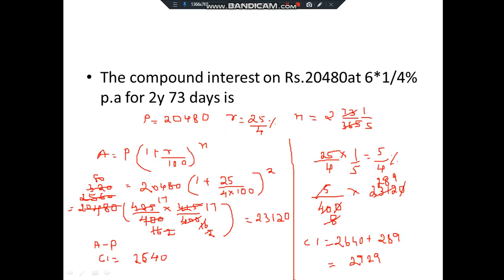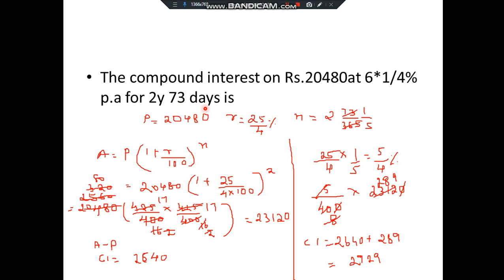Next question, the compound interest on rupees 20,480 at 6 and 1 by 4% per annum for 2 years 73 days is. You may not get questions like this, it depends. But you should know to solve it, like converting days into years.